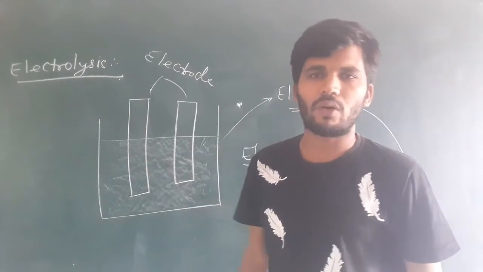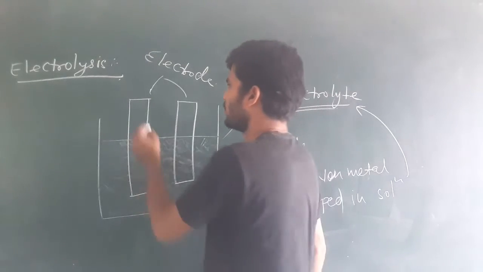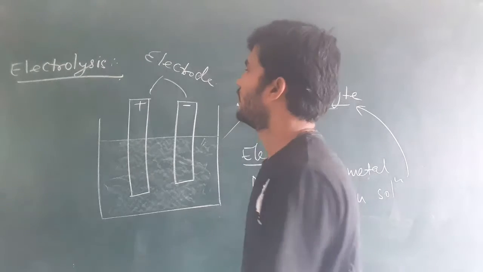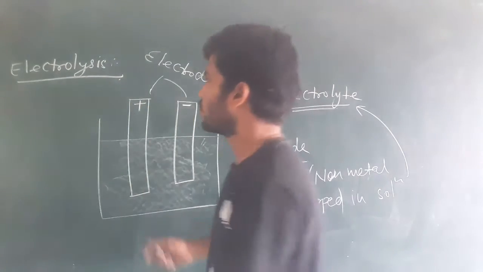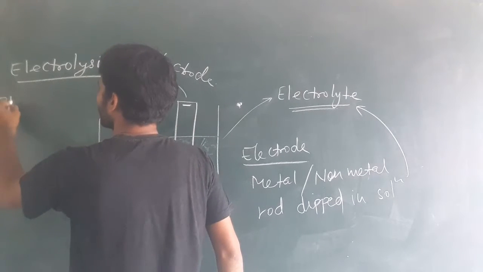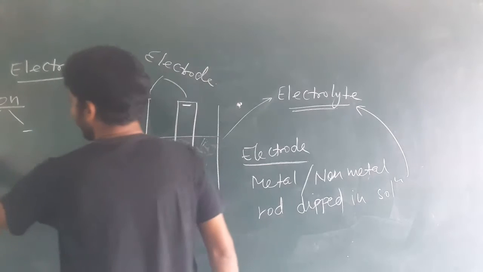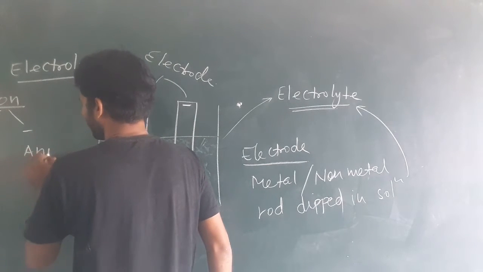Now these two electrodes have two different signs. Suppose if one is a positive sign, then the other will be the negative sign. Positive sign electrode and negative sign electrode. We know that ions are of two types: positive ions and negative ions. Positive ions are cations and negative ions are anions.